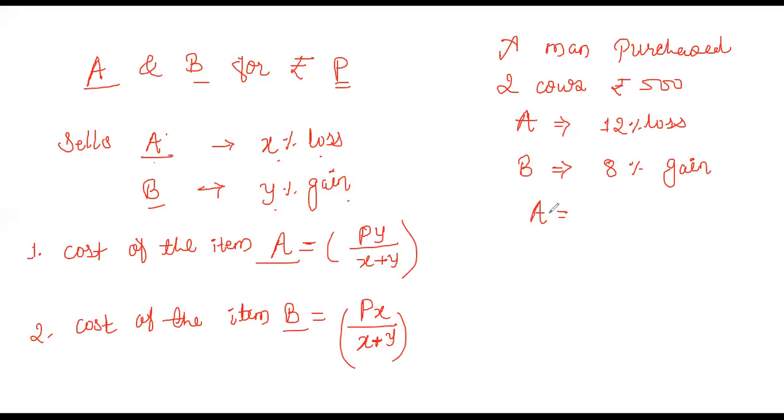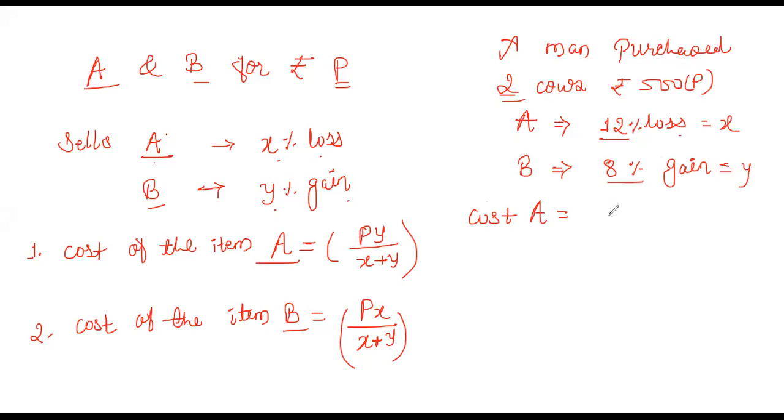What is the cost of A and the cost of B? So cost of A can be calculated with the given values. This is P, 2 cows, 12% loss means that is X, 8% gain that is Y.